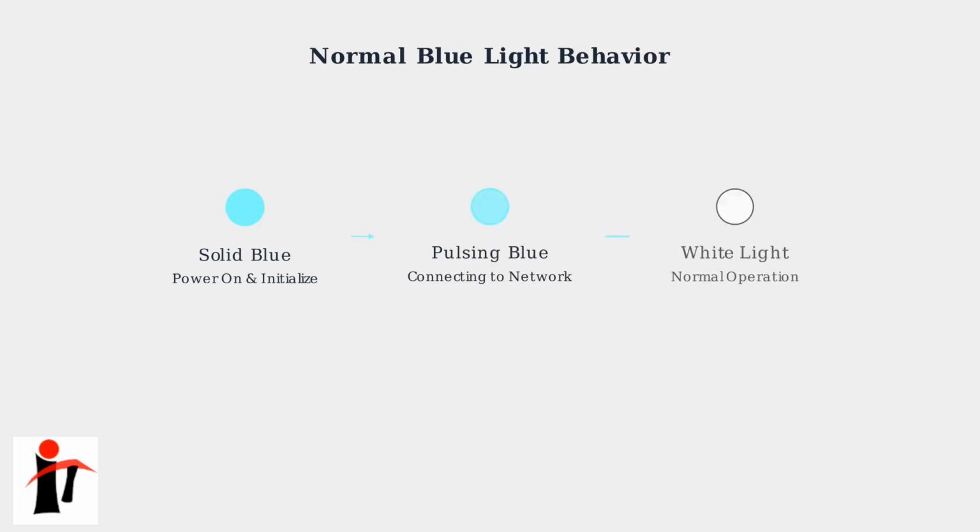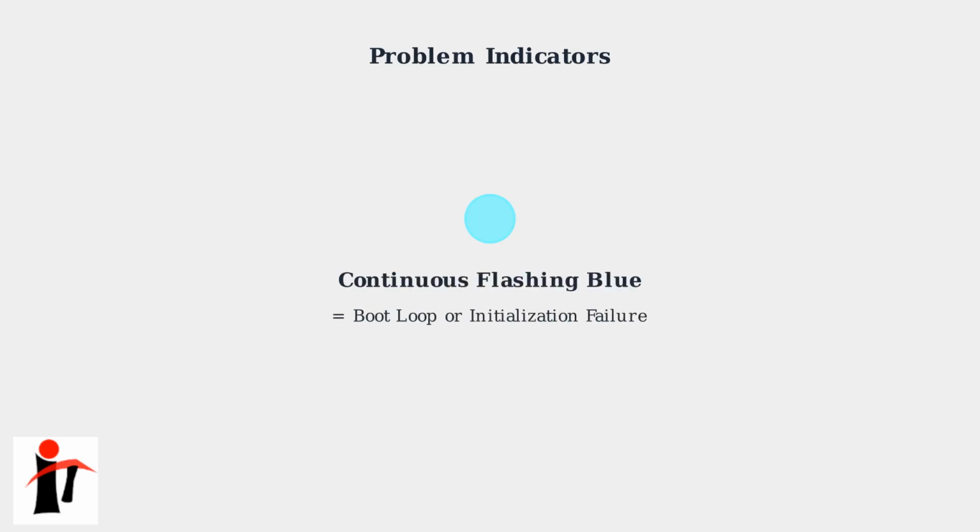To understand what's happening, we need to know the difference between normal and problematic blue light behavior. During normal operation, you'll see a solid blue light when the device powers on and initializes, followed by a pulsing blue light as it connects to network services, and finally a white light indicating normal operation. However, when you see a continuous flashing blue light, this signals a problem. The device is stuck in a loop, unable to progress through its normal startup sequence.